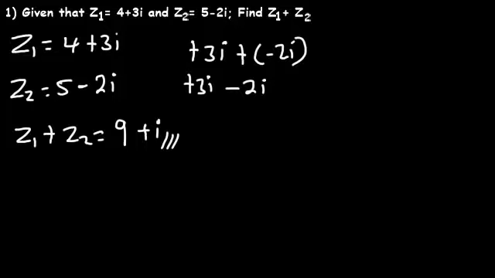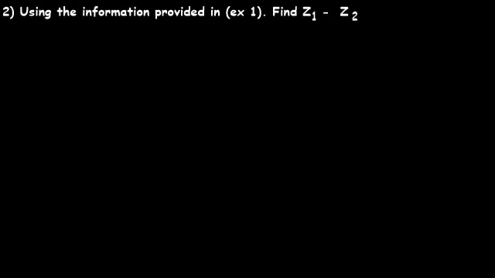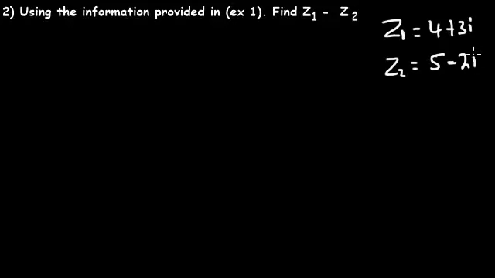On to example number 2. Using the information provided in example 1, find z1 minus z2. So this simply means I have to bring back the information given to us in example 1. However, the only thing we need is just z1 and z2. So let me write it beside. We said z1 is equal to 4 plus 3i. Also, we said that z2 is equal to 5 minus 2i.